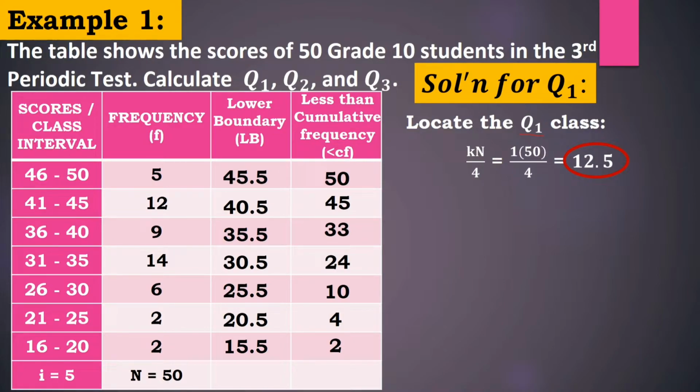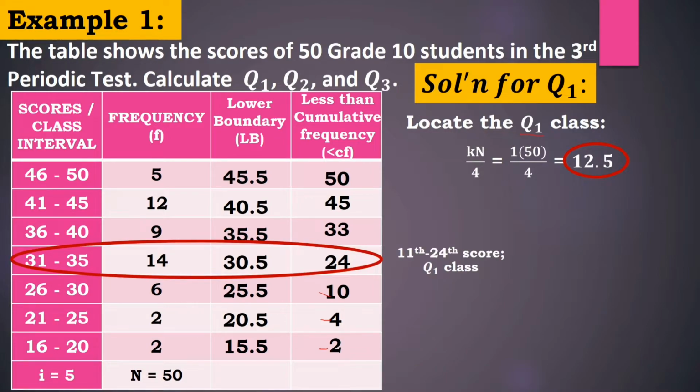So, 12.5 is greater than 2. So, hindi dyan. 12.5 is greater than 4. Hindi dito. 12.5 is greater than 10. Hindi dito. So, 12.5 is less than 24. Ibig sabihin, Q sub 1 class is located here. Okay? Andito sa class interval 31 to 35. And, dito tayo kukuha ng values na kakailanganin natin to solve for Q sub 1.